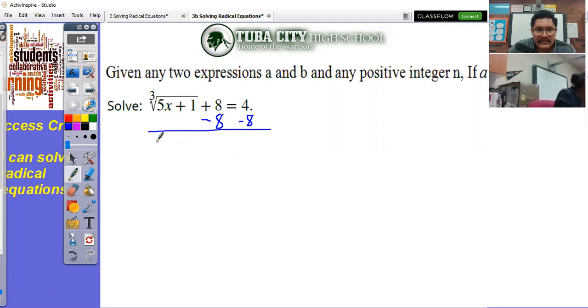Isolate that radical, so the cube root of 5x plus 1 equals, and then 4 minus 8. 4 minus 8, so that's going to be negative 4. From here, I got to get rid of this cube root. So take the cube root off by cubing both sides.